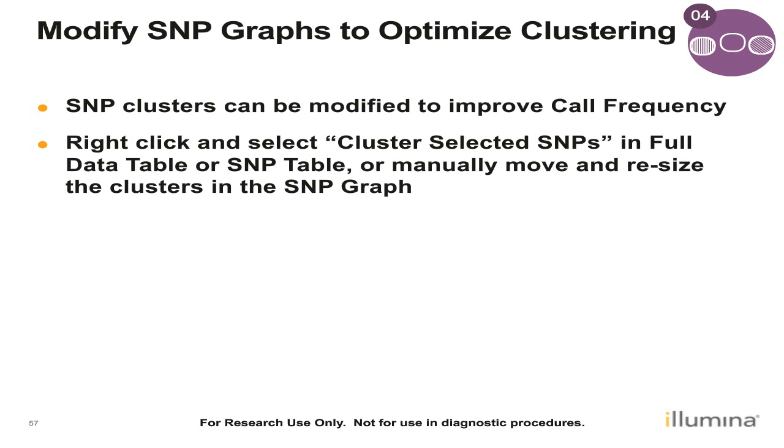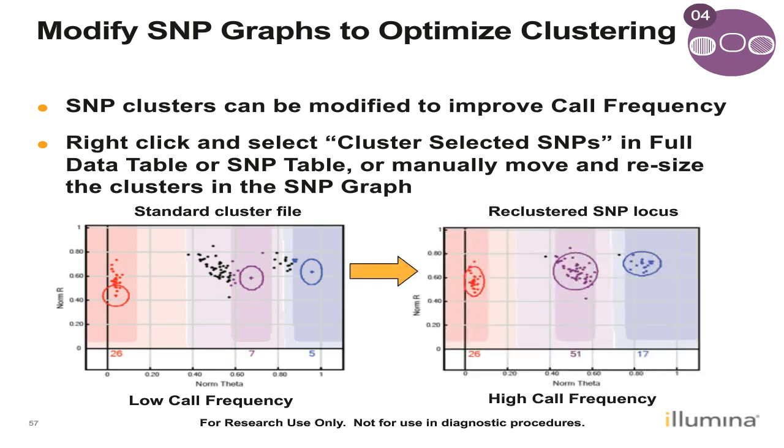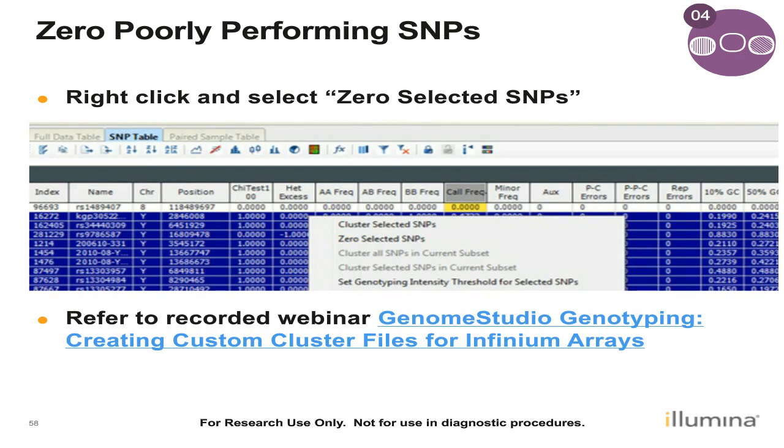So if you're on the SNP graph, you can click Shift on the centroid and you can grab the cluster circle. So in this example, the clusters were generated from a standard cluster file, and you can tell that the data points are not falling in the clusters. So what you can do is you can recluster the SNP locus, and you can see that the clusters have been moved and resized. And after this adjustment, you can get improved call frequency. So that's an example of a SNP that can be improved by reclustering.